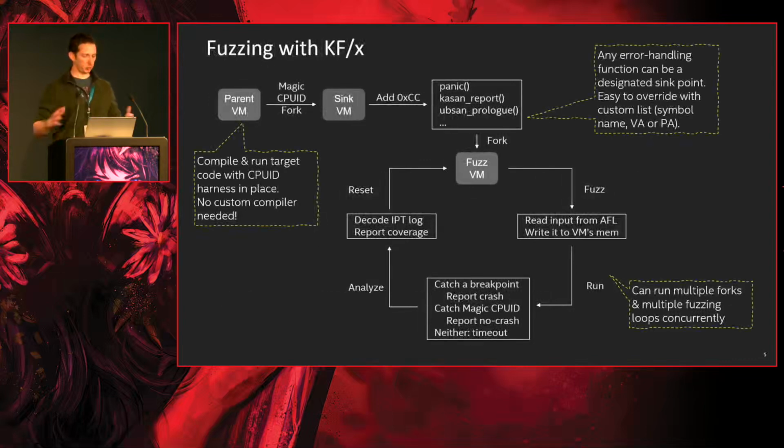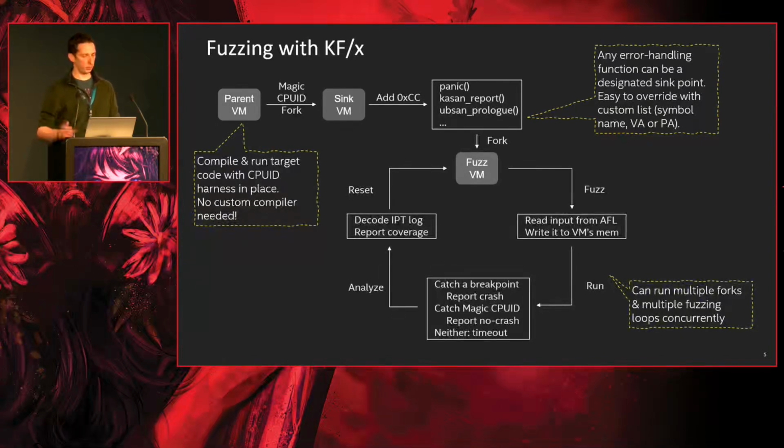The entire way this setup works with KFX is you boot up a regular VM on Xen, called the parent VM, where you have your target code that you want to fuzz. In the base setup, we recommend that you compile your code so that there is a magic CPUID at the beginning of the code that you want to fuzz, and a magic CPUID at the end of it, but you don't need a custom compiler. Any compiler works. It's not like afl-cc, where you have to compile things to have instrumentation. We're going to be using the processor itself and the hypervisor for that.